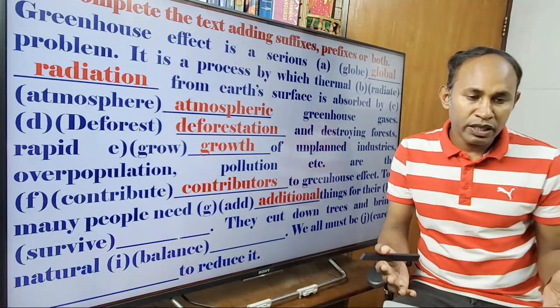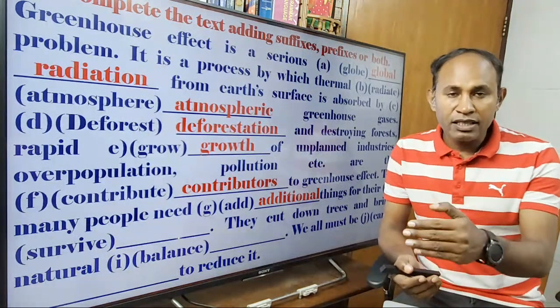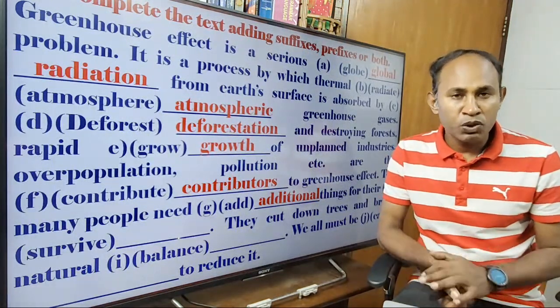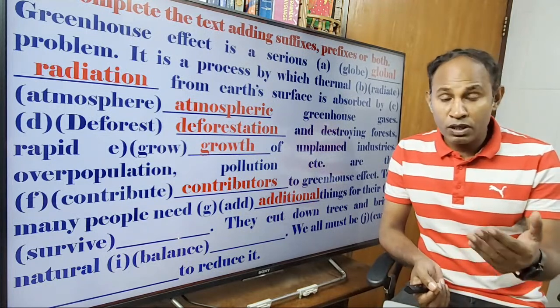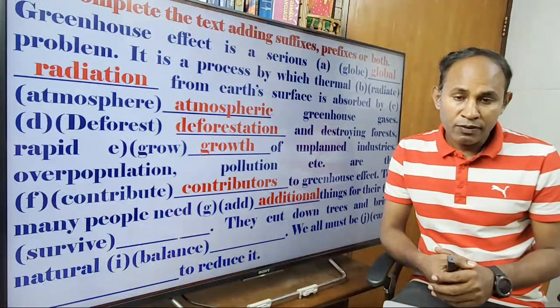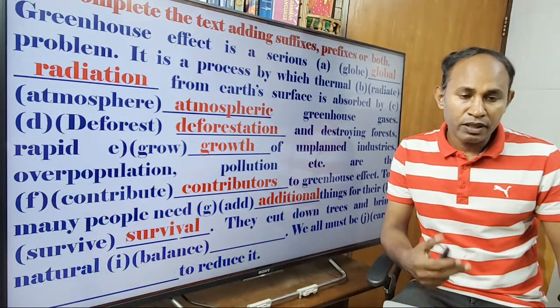Additional things for their survive. The word is survive, and after that there is a positive form. We always sit and make the positive noun form of survive. Survival, right? Survival is the right answer for their survival.